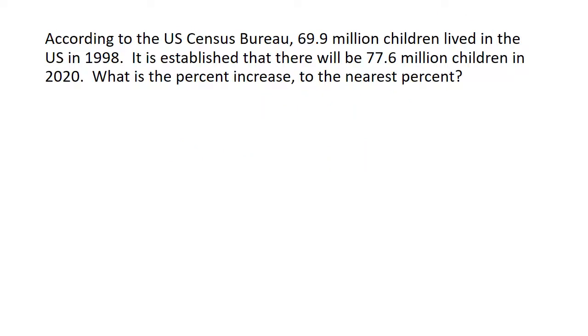According to the U.S. Census Bureau, 69.9 million children lived in the U.S. in 1998. It is estimated that there will be 77.6 million children in 2020. What is the percent increase to the nearest percent? So we're going to round that, no decimal. First thing we have to do is find our difference. I'm going to take my big one minus my little one. So I'll do 77.6 million minus 69.9 million. And that's a difference of about 7.7 million kids.